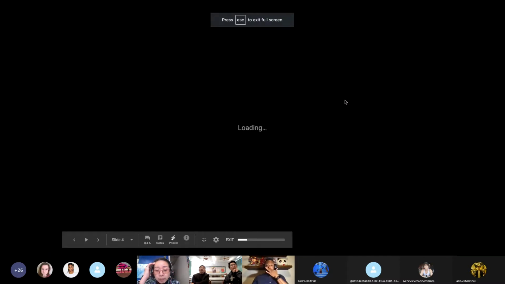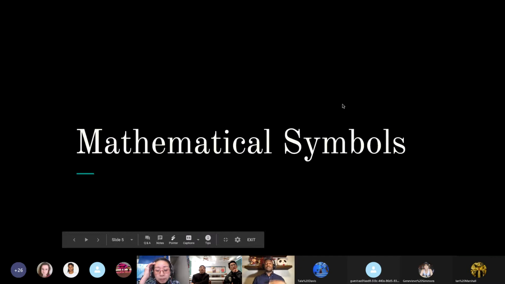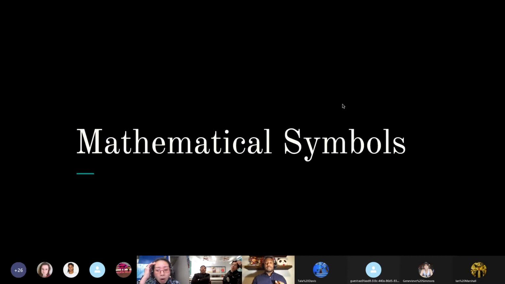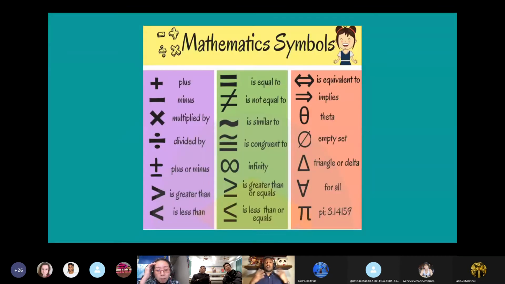Okay, so from here, I'd like to move on to mathematical symbols. This will go through the different symbols and how we express them when we are using them in a phrase. On the left side here, we will start with some of the more minor, less advanced ones. So we have plus, minus, multiplied by, divided by, plus or minus, if you have the plus and the dash, and then we have greater than or less than.